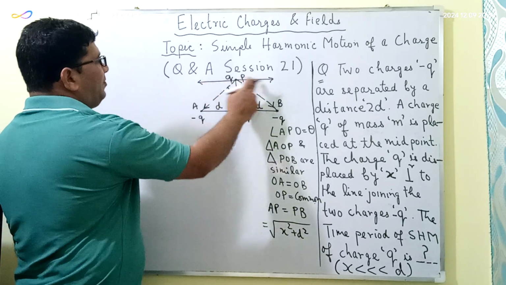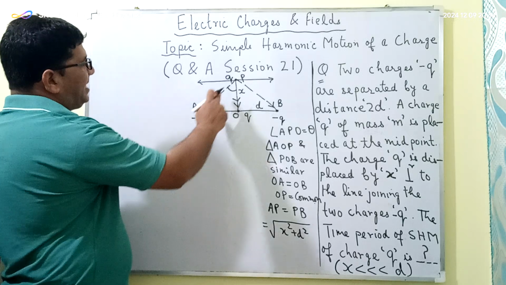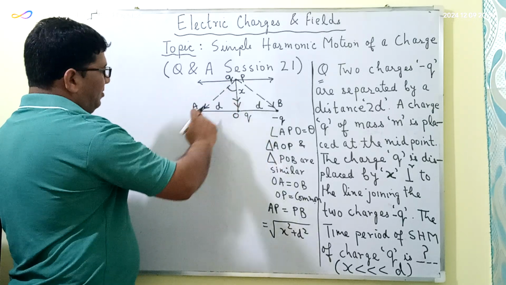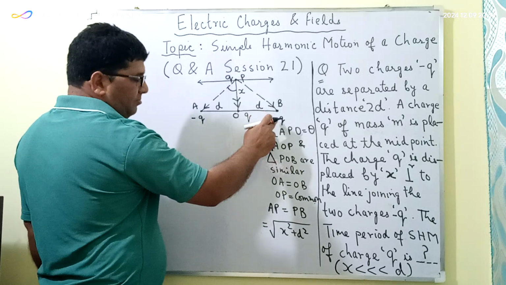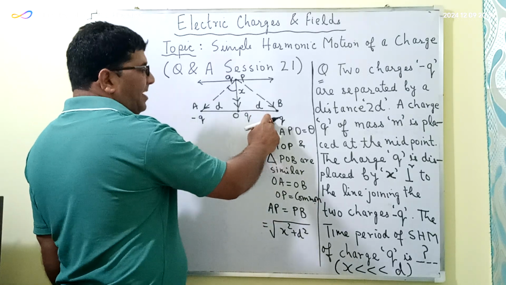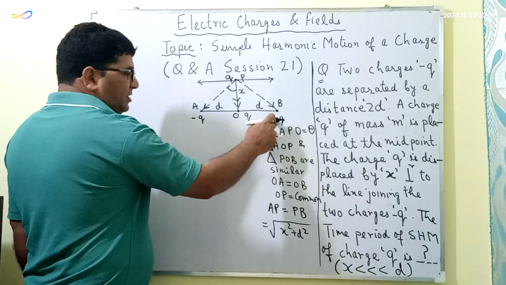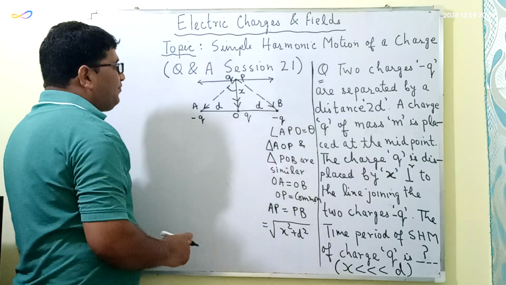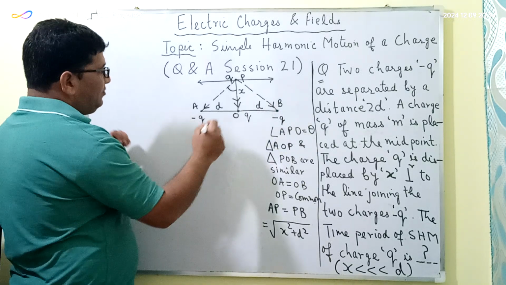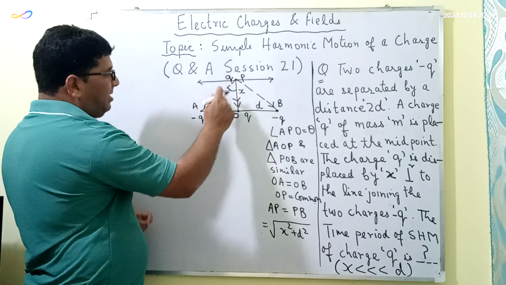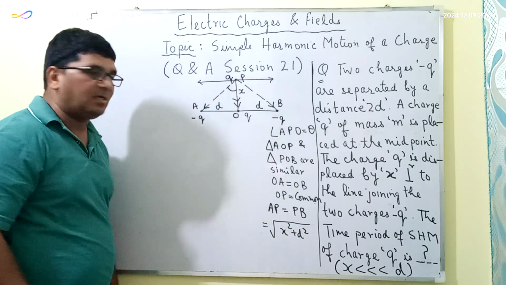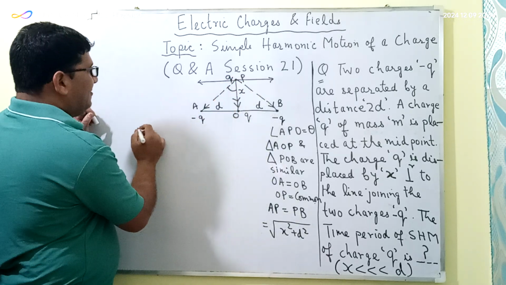And these two horizontal components will cancel out each other because the magnitude of the attractive force due to this charge minus q which is placed at A and the magnitude of the attractive force due to the charge minus q which is stationed at B are equal. Why is it equal? Because the magnitude of both these two charges are the same, and the distance between them is also the same.